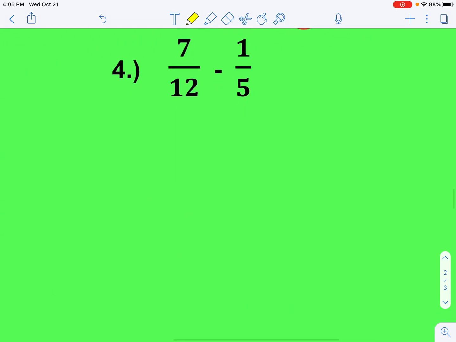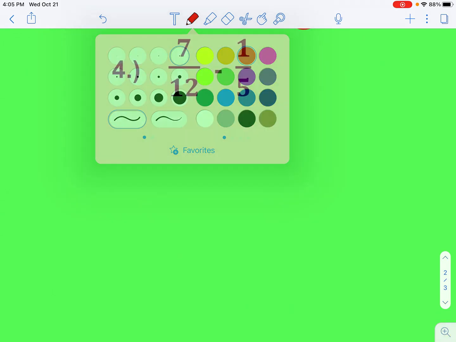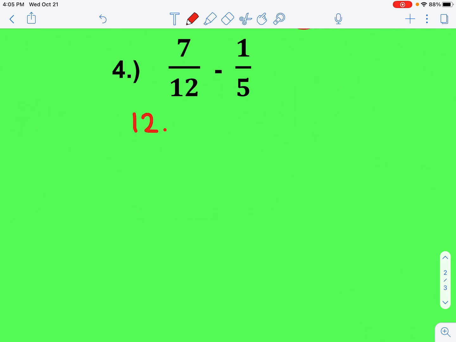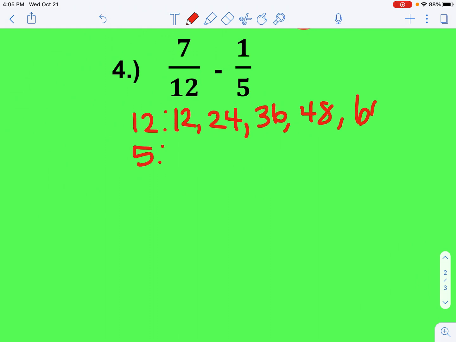And our last problem, 7/12 minus 1/5. Alright, so I need to find my common denominator by figuring out the least common multiple. So let's count by 12s. 12, 24, 36, 48, 60. And if you know that any number that I count by 5s gives me a 5 or a 0, I know my common denominator is going to be 60 without even counting them all out.